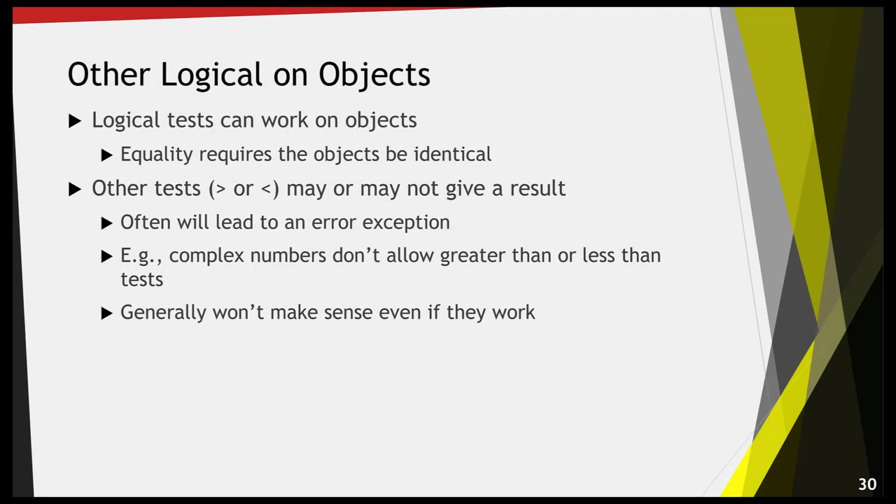These logical tests can also work on objects. Equality requires the objects be identical. That's relatively straightforward. Other tests, like greater than or less than, may or may not give a result. Often, you'll get some kind of error exception when you try and do an inequality test on two objects. For example, if you try and run a greater than or less than test on complex numbers, it doesn't work, and you get an error exception. Generally, even if these things do work, they may not make a lot of sense.